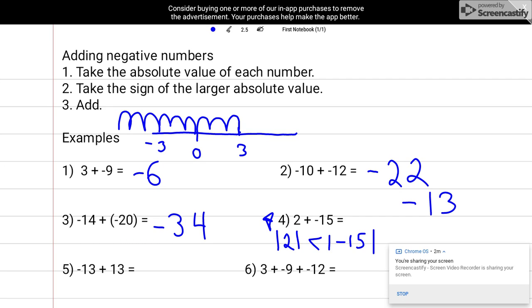Number 5 and 6, number 6 is more of a challenge problem. Number 5 is a really important problem to know. Special case. There we go.